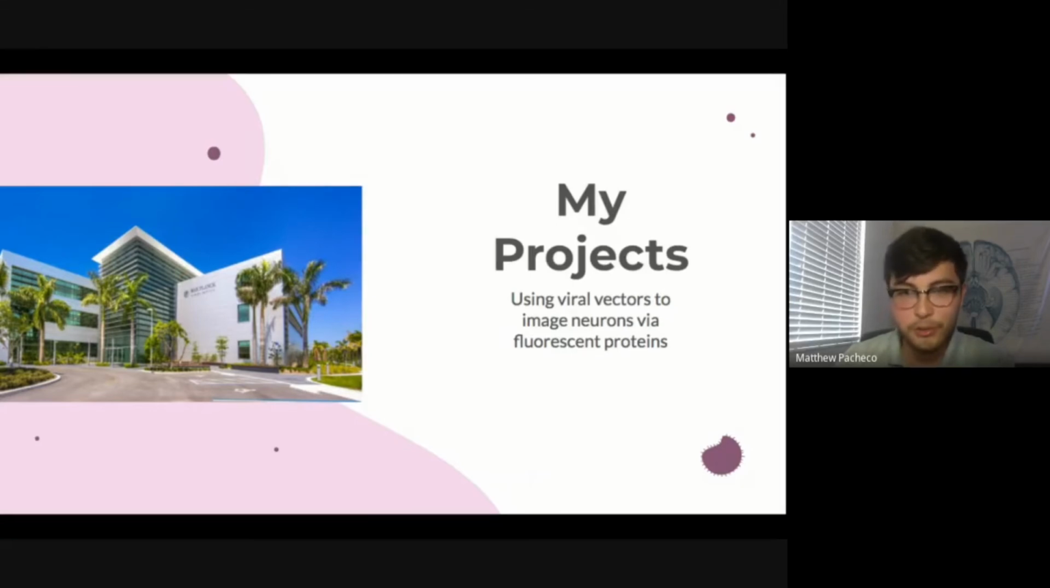It's in Jupiter, Florida. And my project involved the use of these things called viral vectors to image neurons via fluorescent proteins. So I'll explain what that means. A neuron obviously is a brain cell, and a viral vector, I'll explain what that is. We use viruses in the lab. They're non-pathogenic, which means they're not harmful. They don't make you sick. They're just viruses that we use to our own advantage.